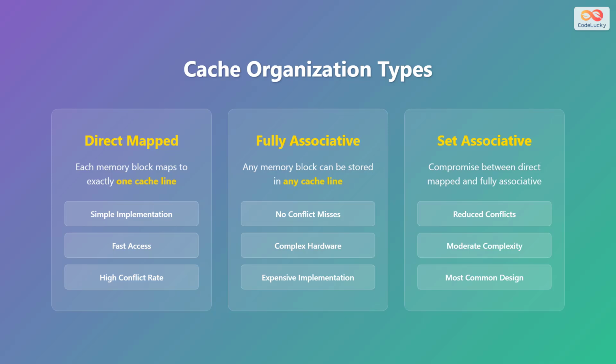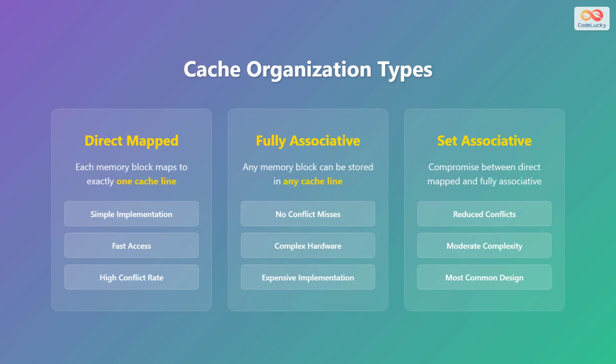Now let's discuss the different types of cache organization. We will cover direct mapped, fully associative, and set associative caches. In a direct mapped cache, each memory block maps to exactly one cache line. In a fully associative cache, any memory block can be stored in any cache line. Set associative cache is a compromise between direct mapped and fully associative approaches.